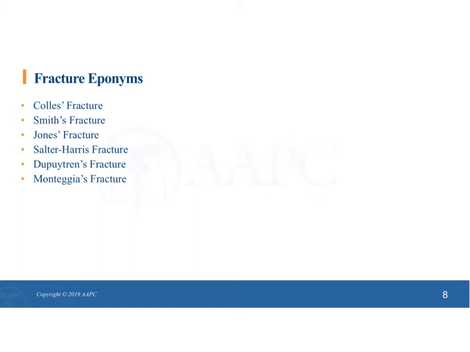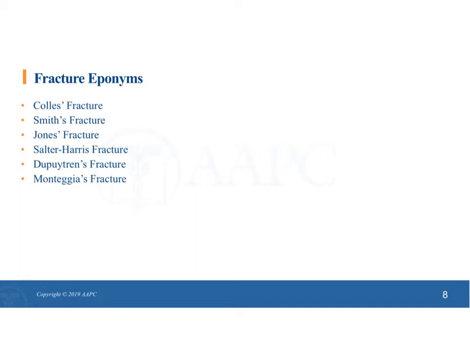The Jones fracture is a transverse stress fracture of the proximal shaft of the fifth metatarsal. The Salter-Harris fracture is a fracture that involves the epiphyseal or growth plate of a bone, commonly occurs in children, and is divided into 9 different types. It occurs in 15% of childhood long bone fractures.